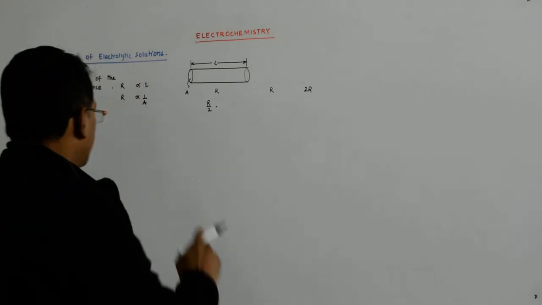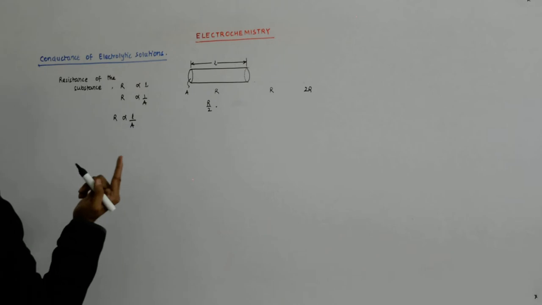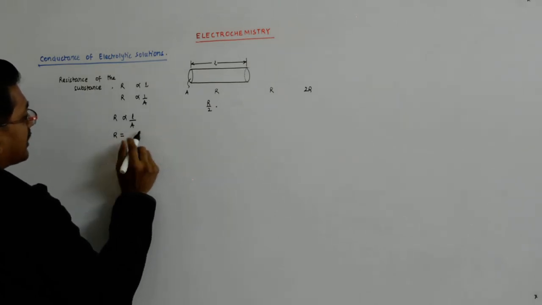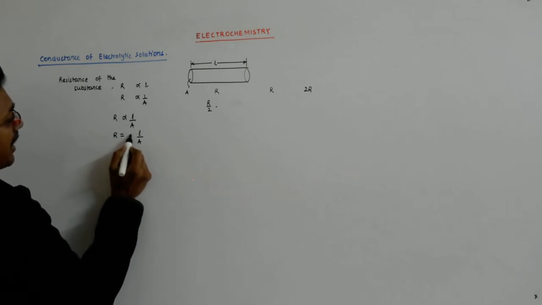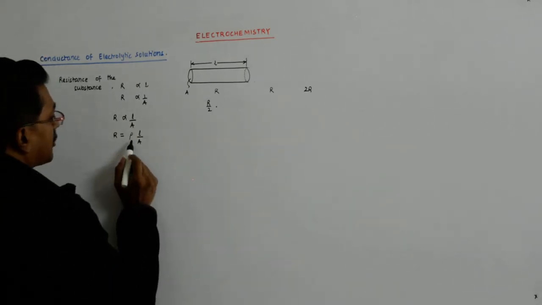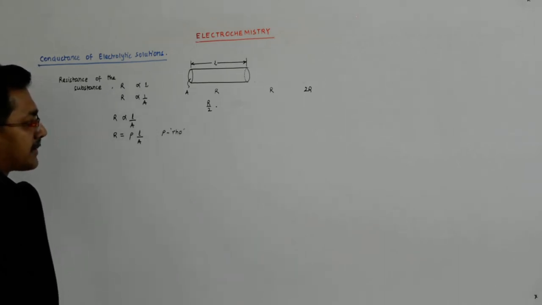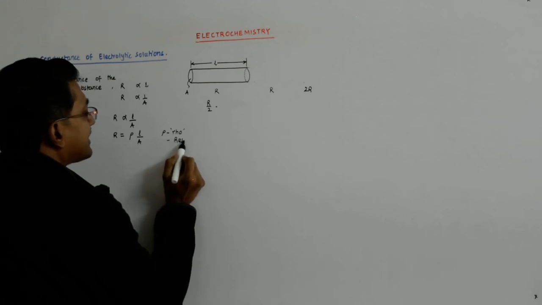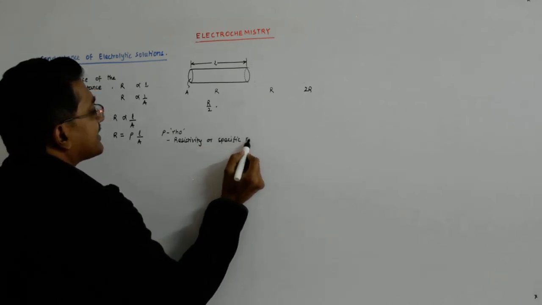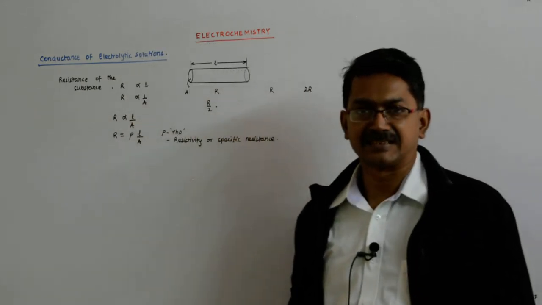Now, if I combine these two, then R is directly proportional to L and inversely proportional to A. And in all cases of proportionality, whenever it is replaced by an equality, it is always accompanied by a constant, which we designate as rho. It is called resistivity or specific resistance.